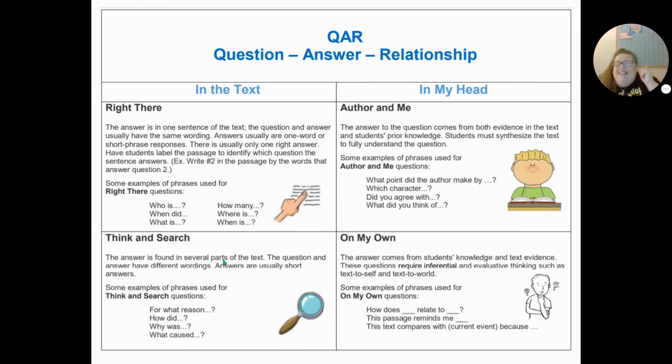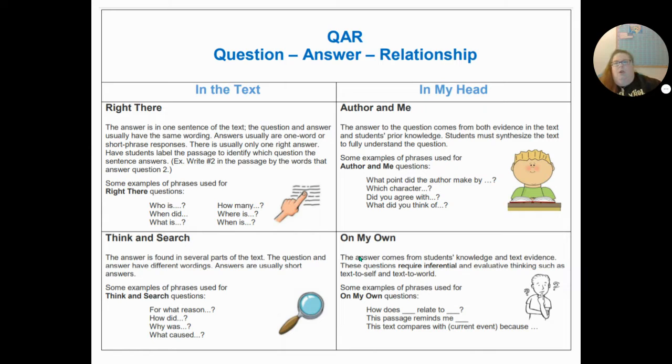A think and search is a little bit different because the answer can be found in several parts of the text. And they're usually asking those why questions. Why is one of the greatest questions in the world because it causes you to dig deeper, to look for reasons. Okay, so when we look at those question stems for the think and search question, it's for what reason, or how did, or why was, or what caused.